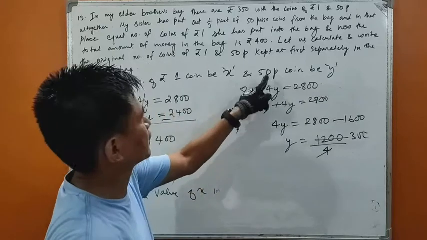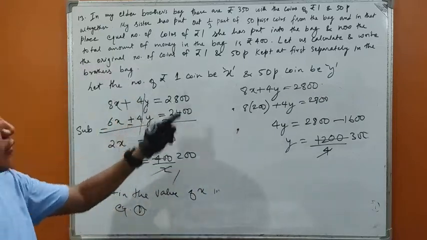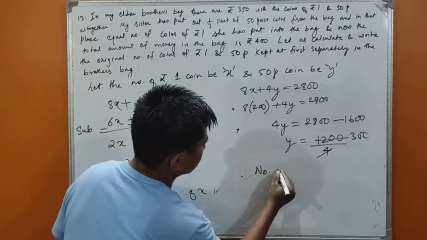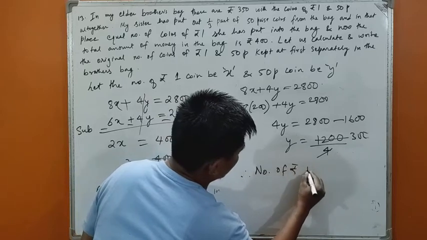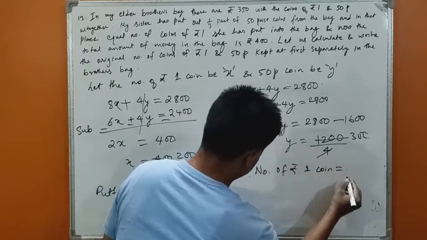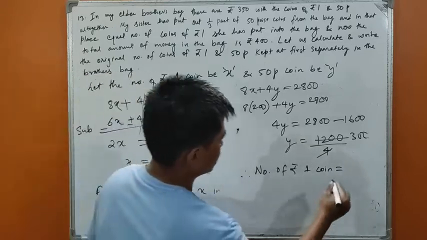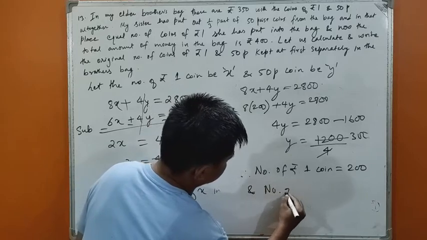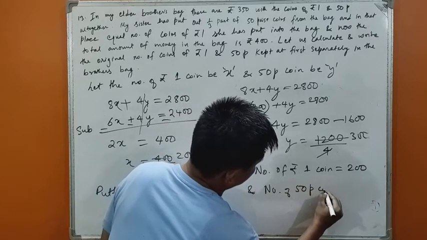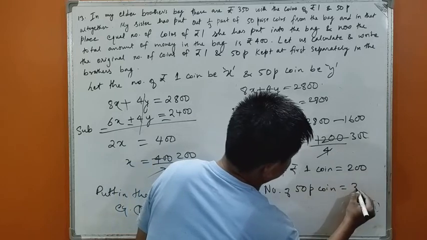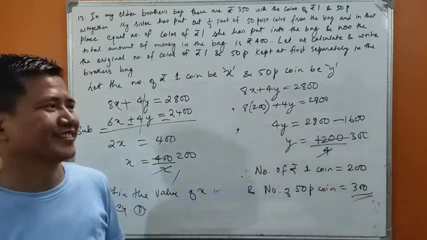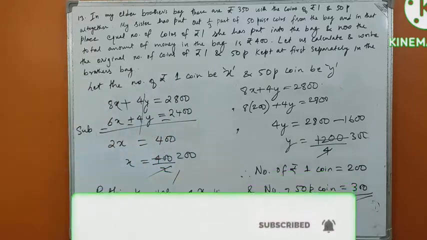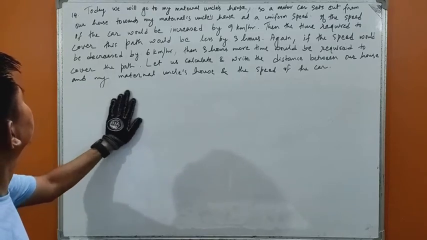Y is the number of 50 paise coins and x is the number of 1 rupee coins. Therefore, the total number of 1 rupee coins equals 200, and the number of 50 paise coins equals 300. Okay, this is the answer. I'm definitely sure you understood this. Let us do question number 14.